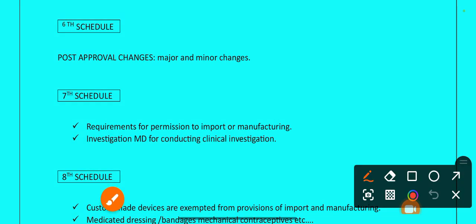What is the sixth schedule in medical devices? The sixth schedule covers post approval changes, major and minor changes. The sixth schedule outlines the process for managing post approval changes to a medical device. Okay, it is about post approval major or minor changes.